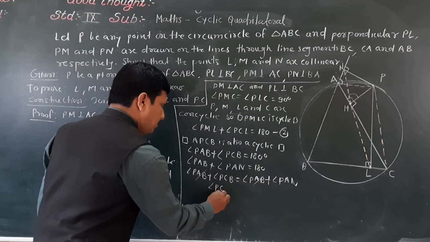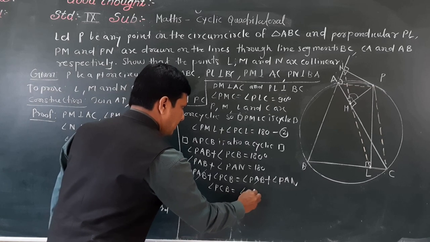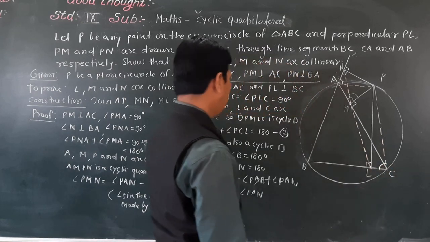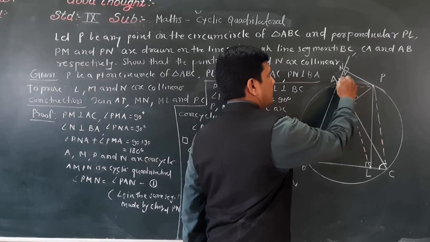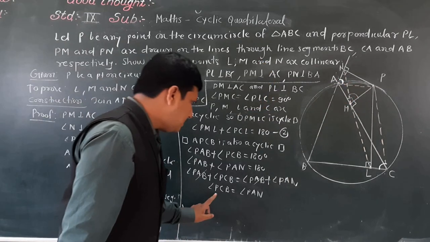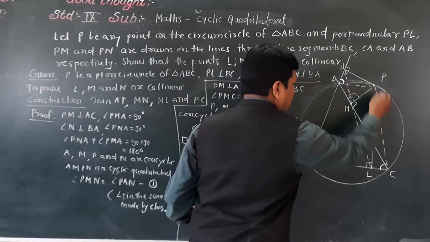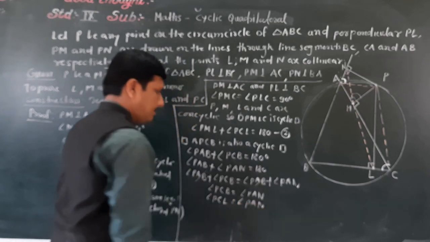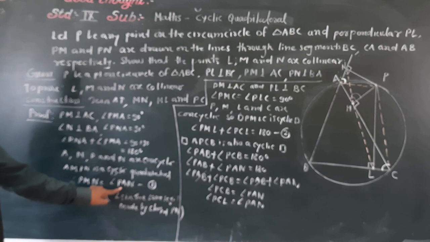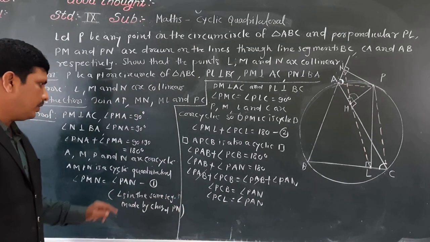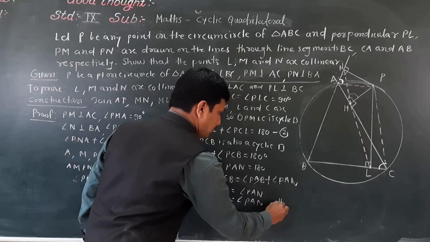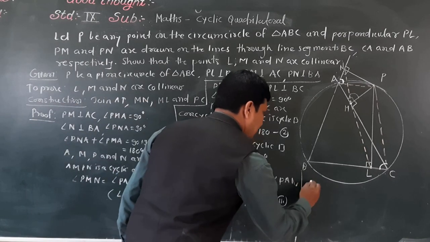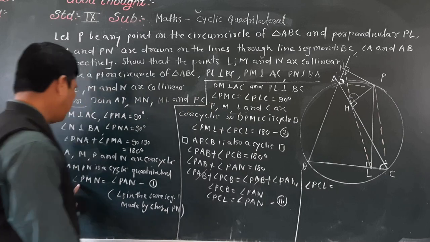So what is the remaining angle? PCB is equal to angle PAN. So PCB, this angle, we got equal to PAN. See here, angle PCB, we can write angle PCL is equal to angle PAN. This is the third one. From first and third we can say angle PCL is equal to angle PMN.